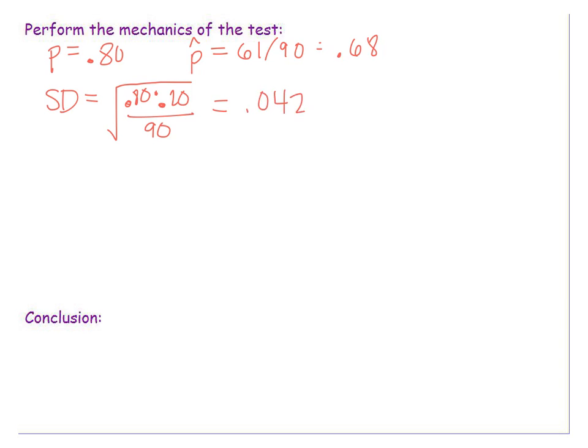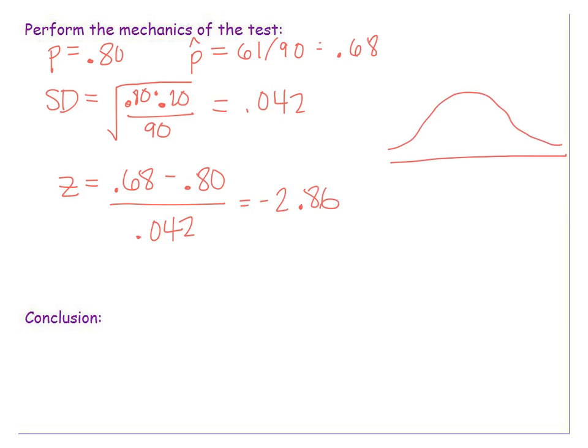So what's the next piece we have to find? If you think about your formulas after the standard deviation, we have to find our z-score. So it's p-hat, which is 0.68, minus p, which is 0.80, divided by our standard deviation, 0.042. We need 2 digits for our z-score, so -2.86.